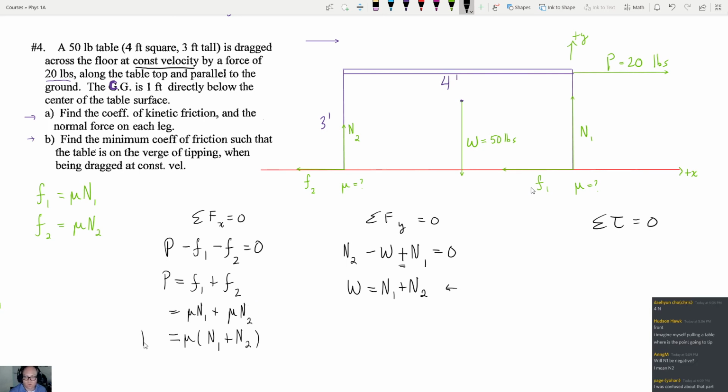So this tells us that basically P is equal to mu times W, which means that mu is equal to P over W. We'll pick up from here next time, but we can pretty quickly see that 20 divided by 50 is equal to 0.4. And that's what the value is.